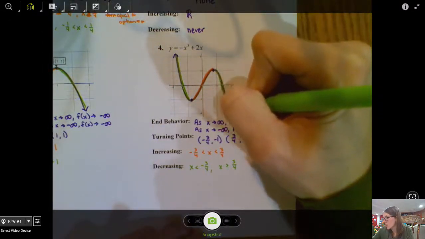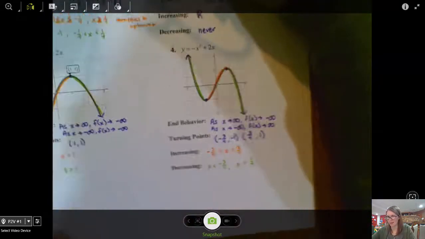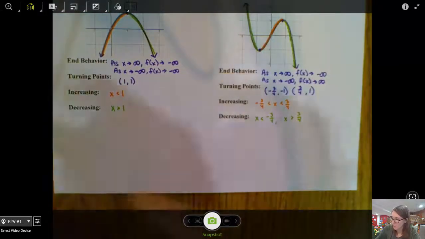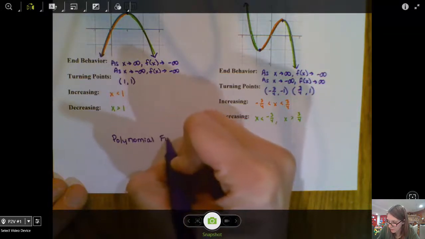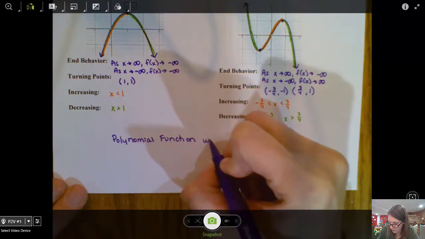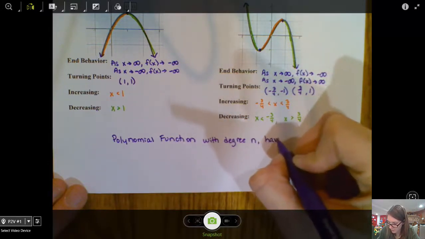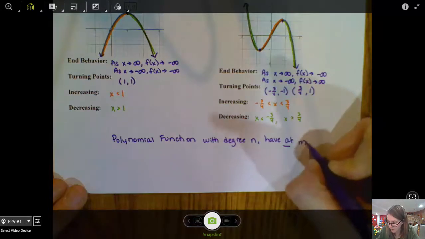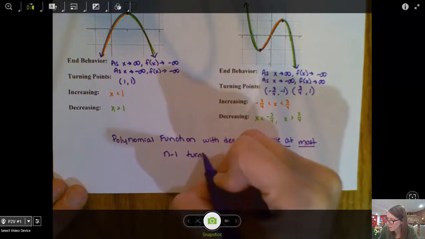Now, in 3 out of these 4 situations, it looked like whatever our degree was, minus 1 was how many turning points we had. Except for number 3. What's the trick? Okay, here's our rule. Polynomial functions with degree n have at most n minus 1 turning points.